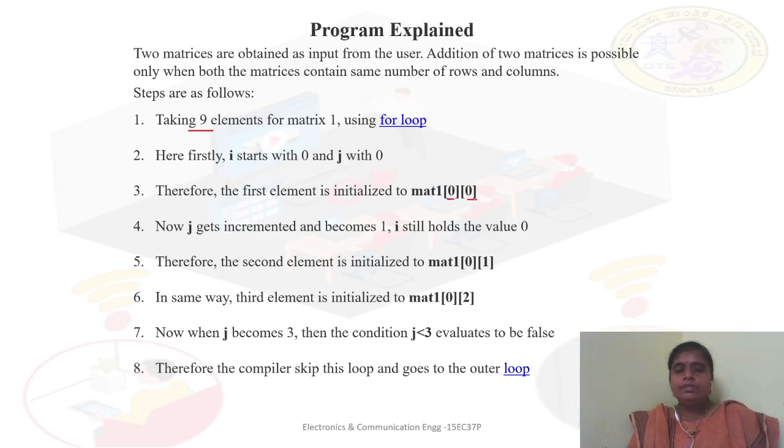Now next I want to go for the second element. So I should remain the same. I should hold the value of 0, and we have to keep on incrementing the value of j. So the second element will be stored at 0 and 1. To get the third element, i still remains 0, and we are going to increment the value of j. So now it becomes 0 and 2.